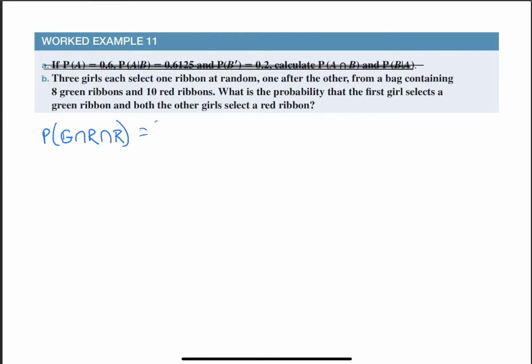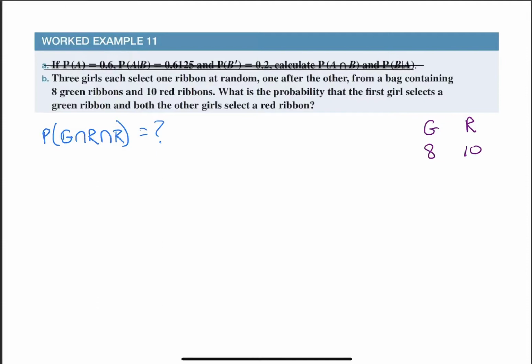So this is what we need to do. Now let's have a quick look. Let's say this is green and this is red. We have 8 green ribbons and 10 red ribbons. Now the setting out is going to be, in future you don't have to do it this many times. I just want to show you exactly where this comes from.